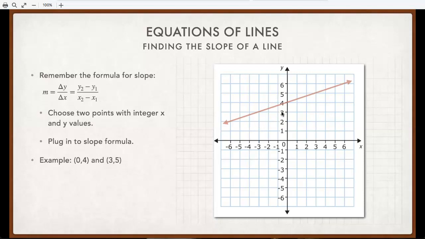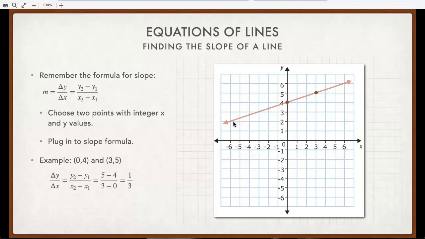All right, so for this line, I'm going to use (0, 4), the y-intercept, and then I'm also going to use this guy here, (3, 5), because both of these will be nice and easy to work with. We put them in here. So y2 minus y1. The second point, the y is 5, and the first one, it's 4. So 5 minus 4 on top, and on the bottom, we subtract the x values. Again, it's the second x value, 3, minus the first x value. 3 minus 0, we get 3. 1/3 is our slope here.